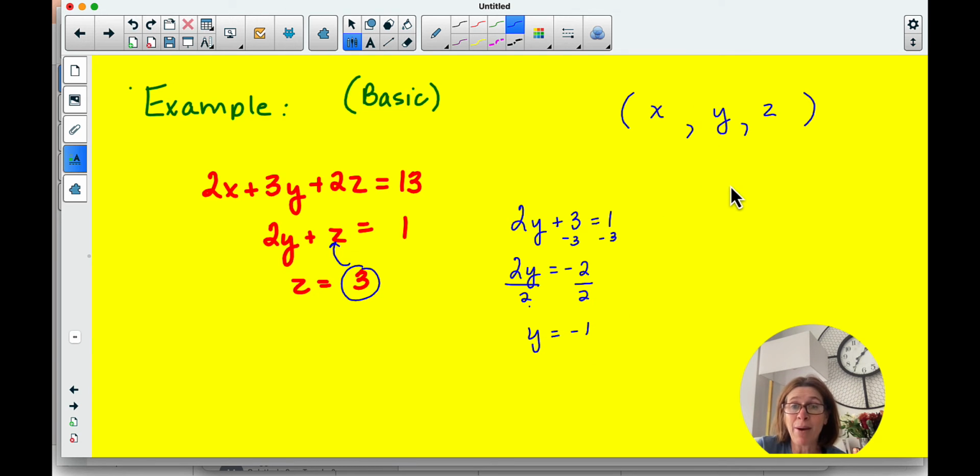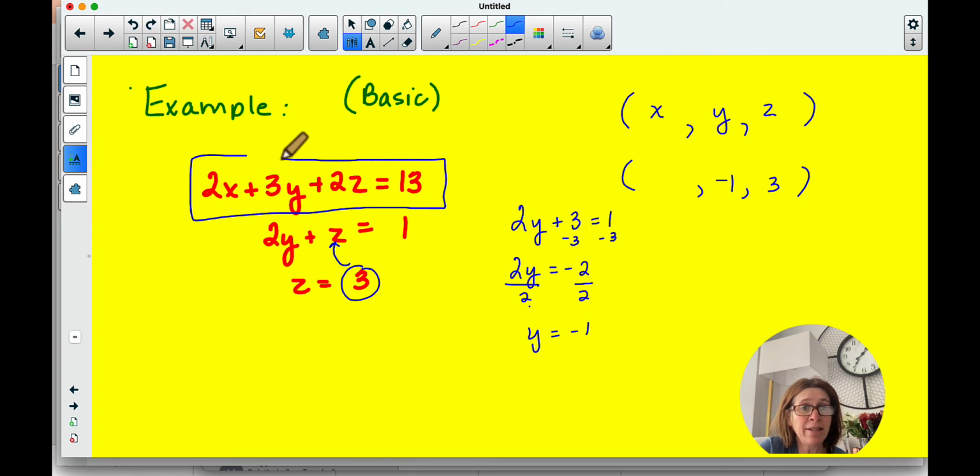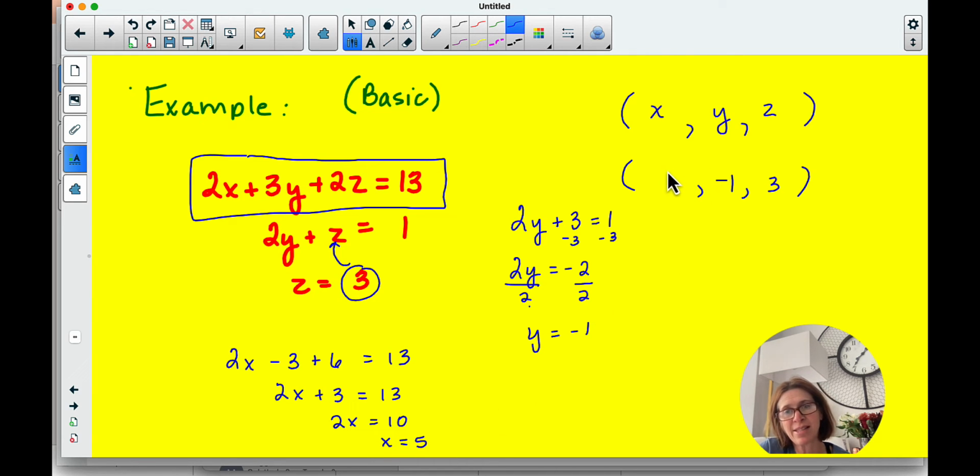All right, so now I've got my -1, I've got my z of 3, I've got to find my x. Okay, so that's still my unknown. But now I have a z and I have a y, so I can go to the original equation and plug them all in. So 2x minus 3y minus 3 plus 6 equals 13. All right, so then 2x plus 3 equals 13. 2x equals 10, and so x equals 5. And so that's the solution.